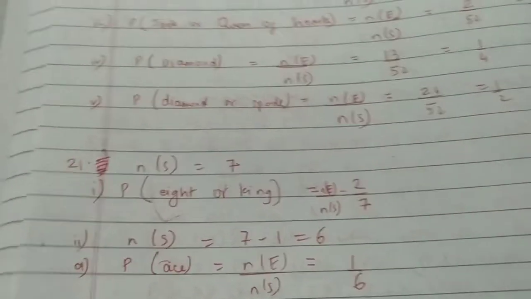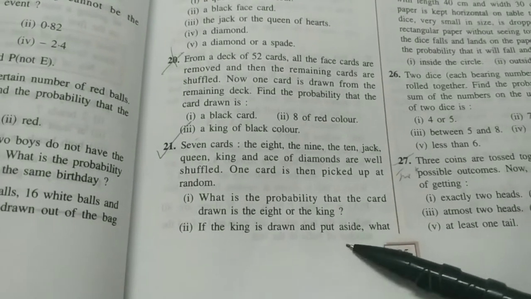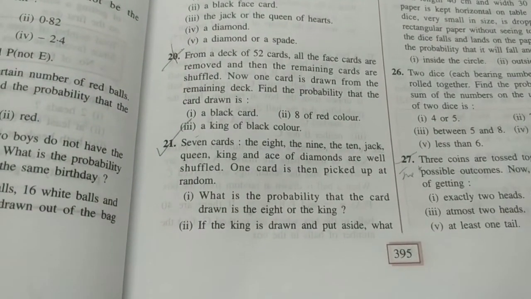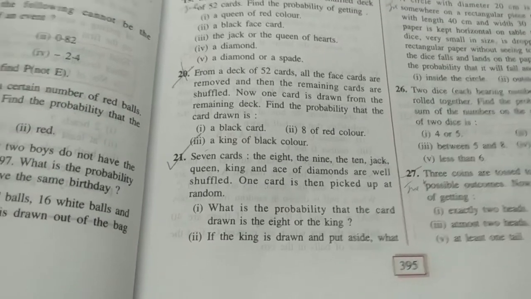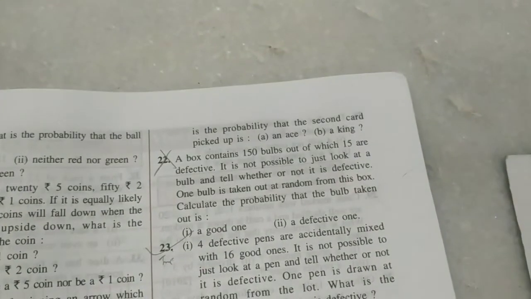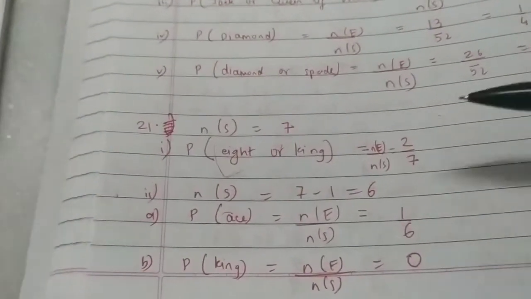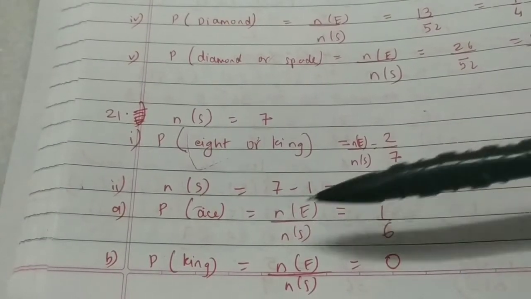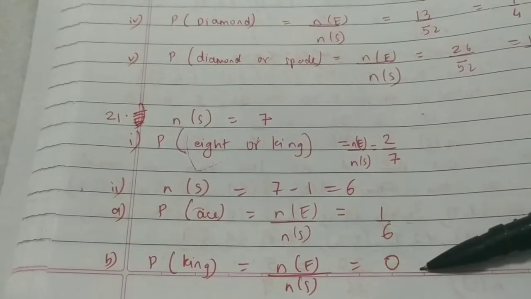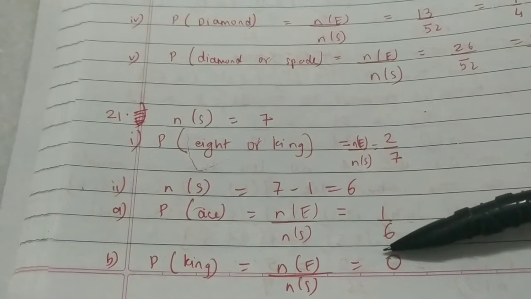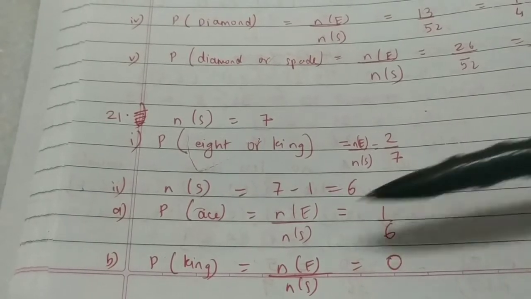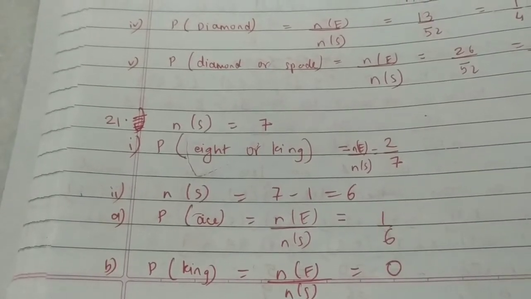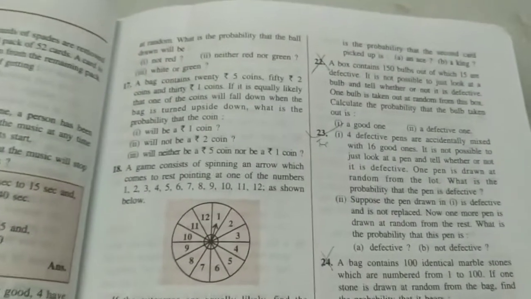In Roman number 2, it's mentioned if the card is drawn and put aside. So now how many cards are left? 6. Out of that, what is the probability that the card is an ace? Well, we have only one ace in the set. So the probability of that would be 1 upon 6. And what will be the probability of getting a king? It's an impossible event, 0, because the king is already kept aside. That's your B part. Now the 23rd sum, again IMP.